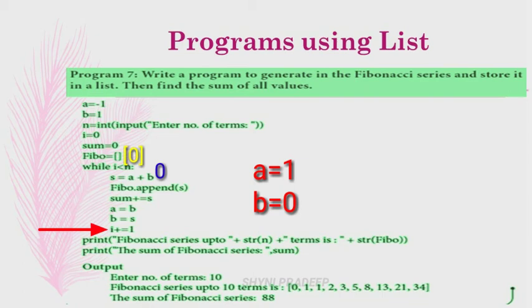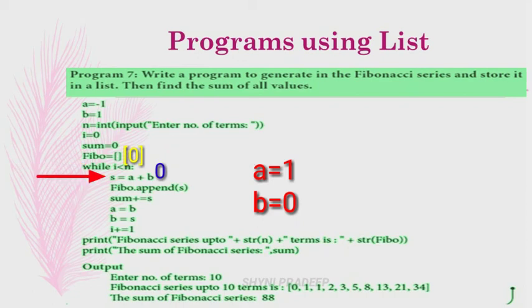What is the value of I? 0. So 0 plus 1, 1. The I value is what? 1. So again check the while loop condition. I value 1, n value 10. 1 is less than 10. This condition is true. So come to the next line.